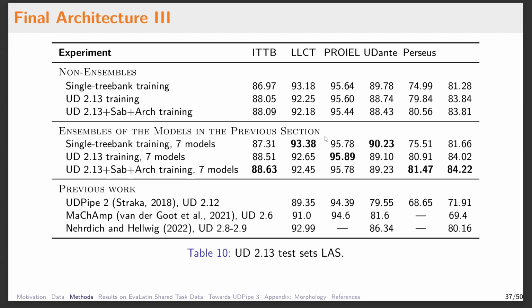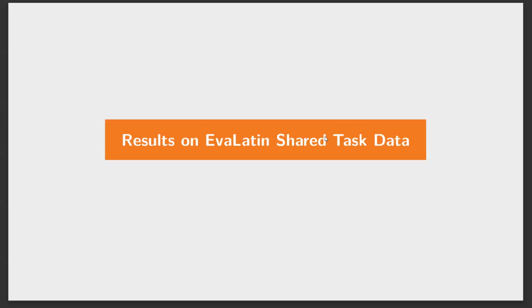The best numbers are found in the ensembles section, but for a very fair comparison, one should probably compare with the non-ensemble section where there is just one model, because I think the previous work is also reported on non-ensembled numbers. And now we will see the results of the EvaLatin shared task.